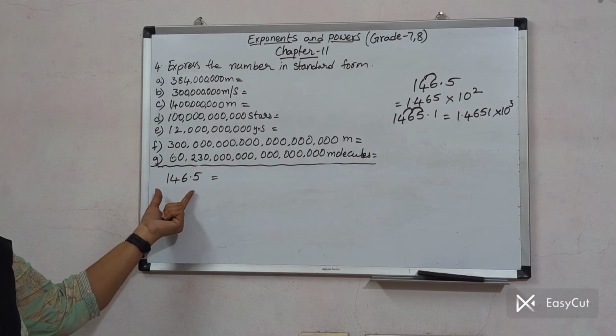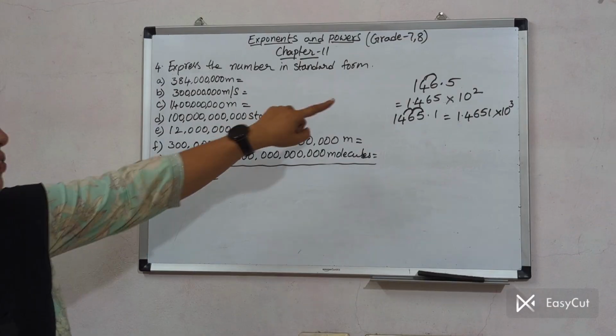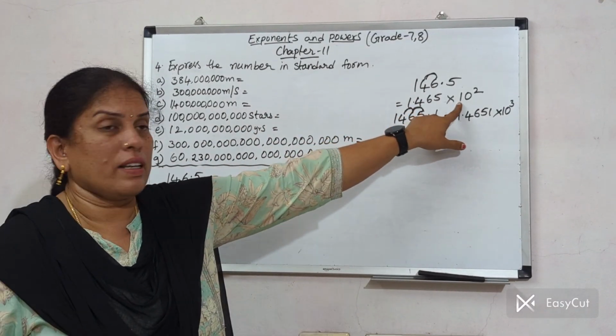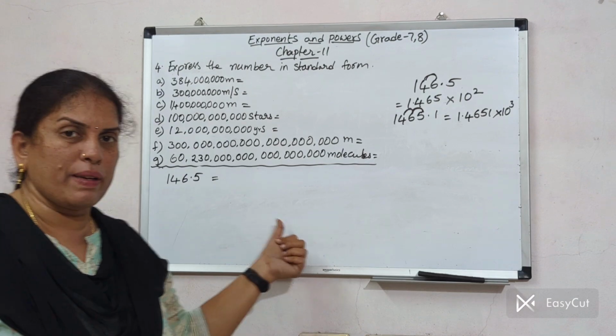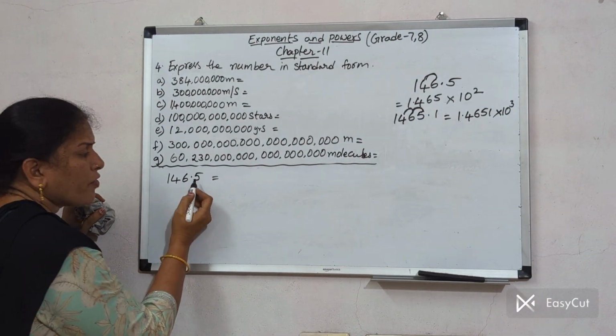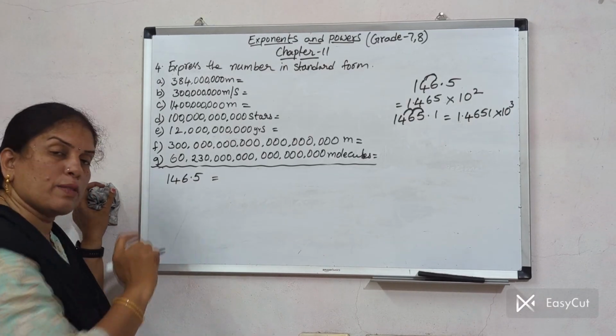146.5. How to change this one into standard form? This is long method. This is shortcut method. So, how did you get this answer? You can understand now by this method. Understood? Okay. How to change? Point after how many digits are there? 1 digit is there. I am removing this point.